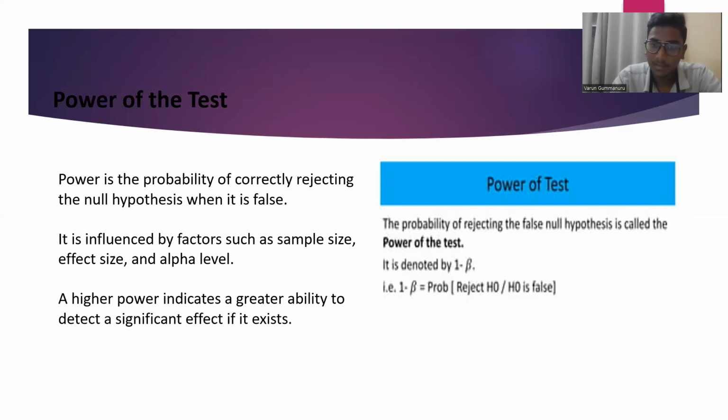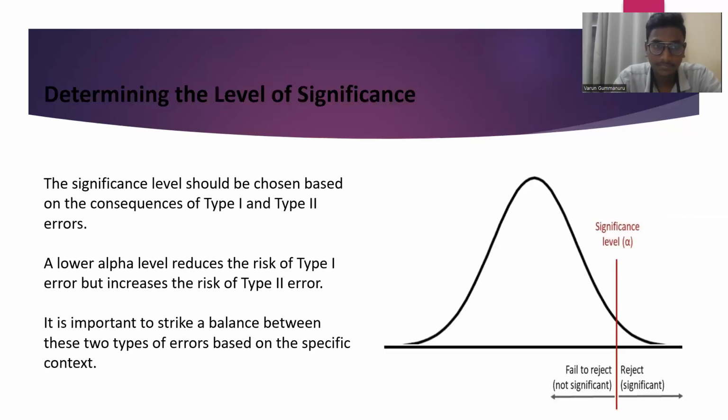Power of test. The probability of rejecting a false null hypothesis is also called the power of the test. It is denoted by 1 minus beta. That is, 1 minus beta is equal to the probability of rejecting H0 when H0 is false.